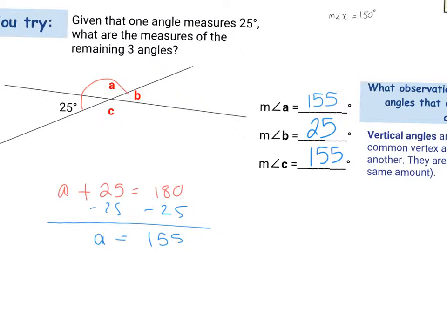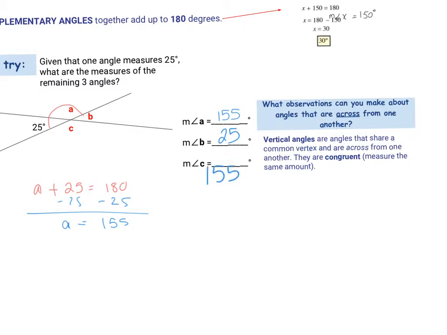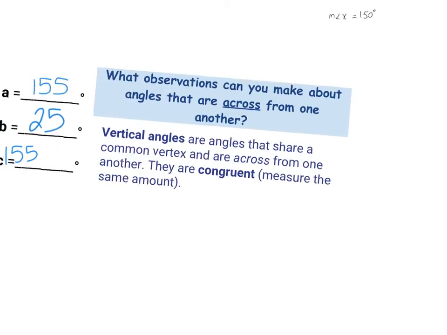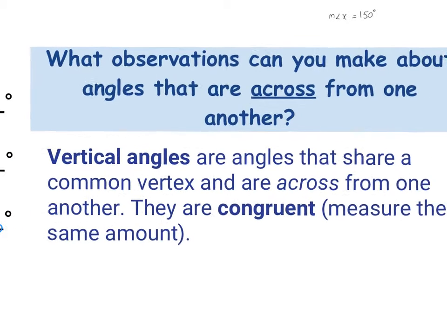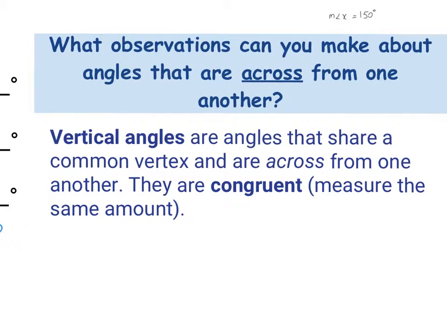So what you guys discovered earlier about angles that are across from each other, that's what we call vertical angles. Vertical angles are angles that share a common vertex and are across from each other. And they are congruent, which means they measure the same amount.